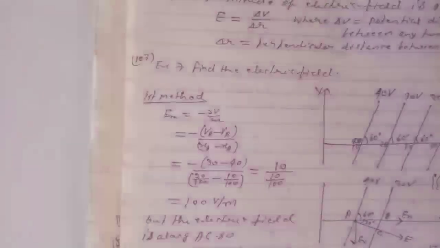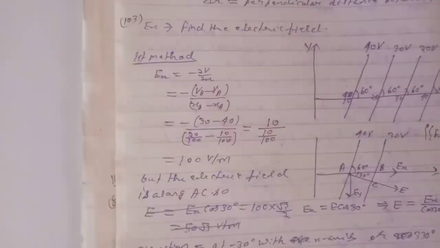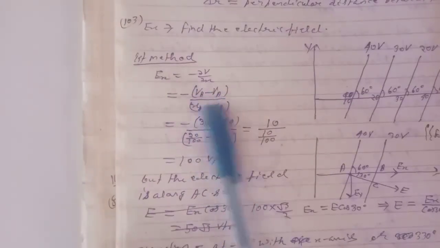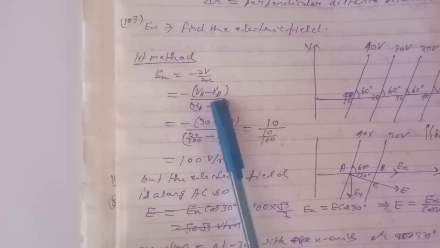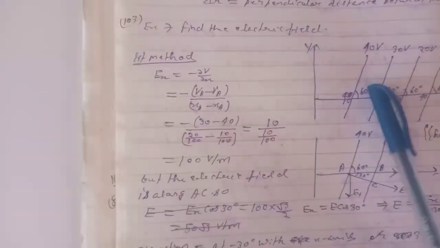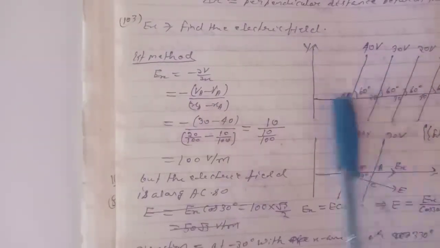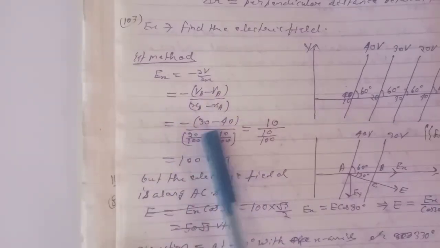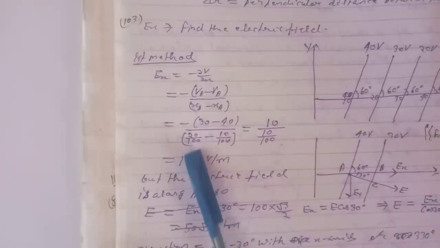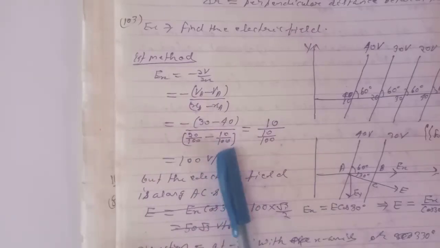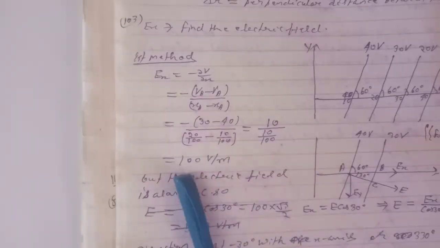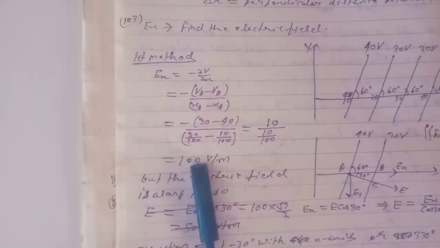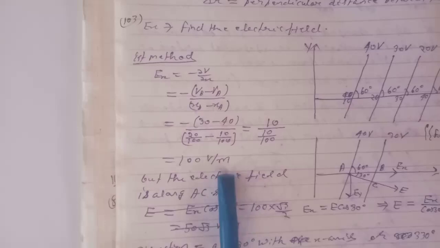Now we can solve. Ex equals minus delta V by delta X, or we can reduce it to minus (VB minus VA), choosing any two lines or surfaces, divided by (XB minus XA), or minus of (30 minus 40) divided by (20 minus 10) by 100, equals 10 by 1000, or 100 volt per meter. So the electric field component is 100 volt per meter.